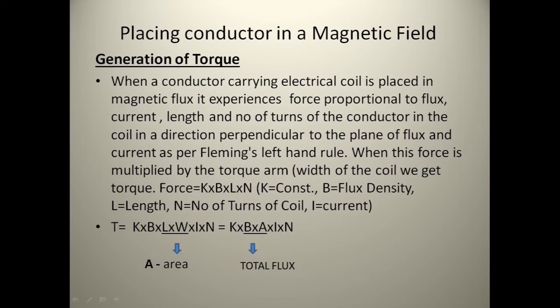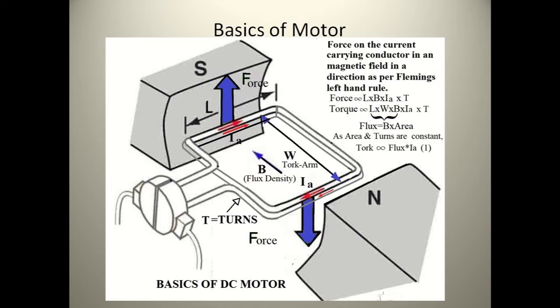We have force equals a constant multiplied by flux density, length of conductor and number of turns, and torque equals the constant multiplied by flux density, length, width of coils and number of turns. Basics of DC motor. Torque generation, as explained earlier, is graphically shown here.